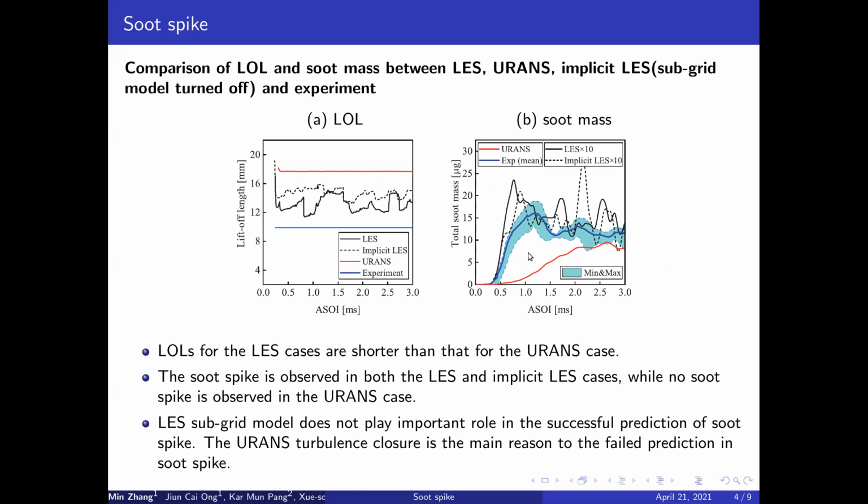So when we compare the LES and the in-place LES cases, we can know that the LES subgrid model doesn't play a very important role in the successful prediction of soot spec. But when we compare the URANS and the LES result, we can know that the URANS turbulence closure is the main reason to the failed prediction in the soot spec.